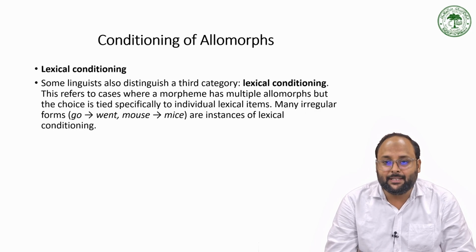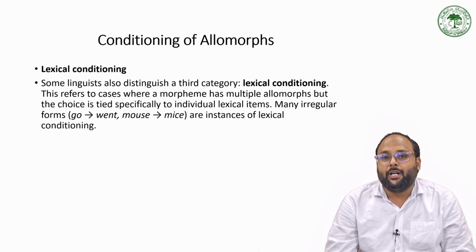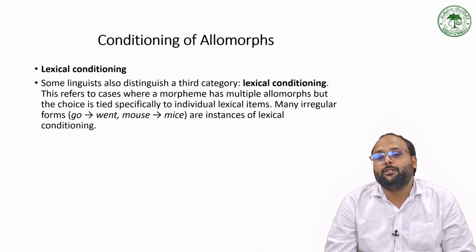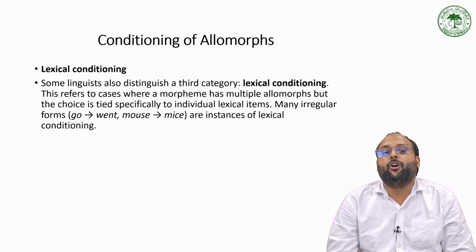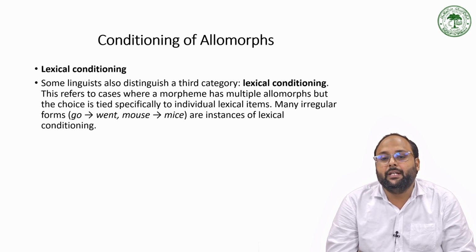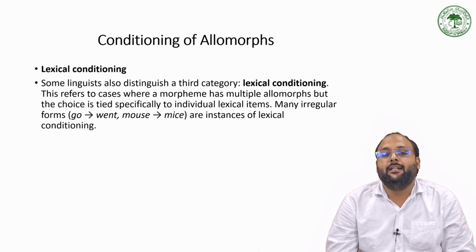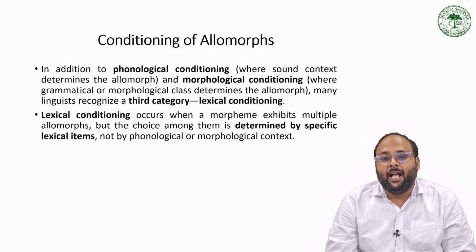Although we have discussed many examples of lexical conditioning, some linguists also distinguish a third category, which is called lexical conditioning. This refers to cases where a morpheme has multiple allomorphs, but the choice is tied specifically to individual lexical items. So there are many irregular forms in English, in Hindi, in Urdu. These irregular forms can be considered as lexical conditioning. So we change from go to went, from mouse to mice. And these lexical conditionings do not depend on any phonological condition or morphological condition.